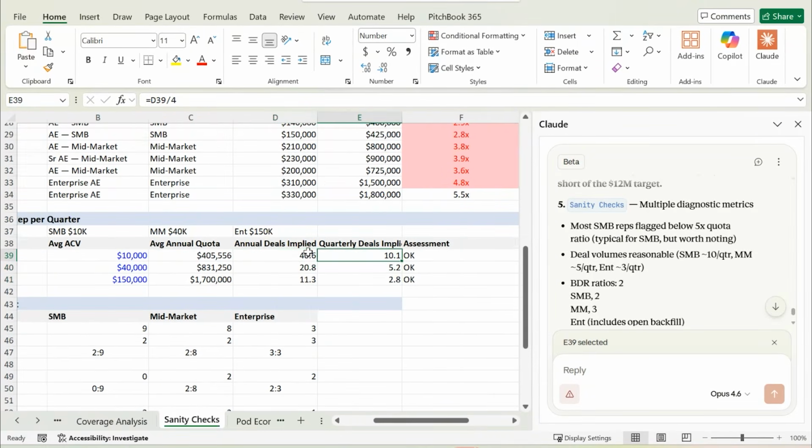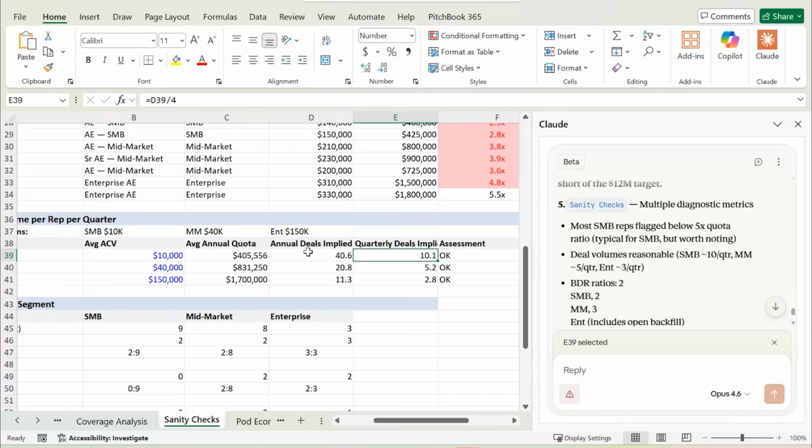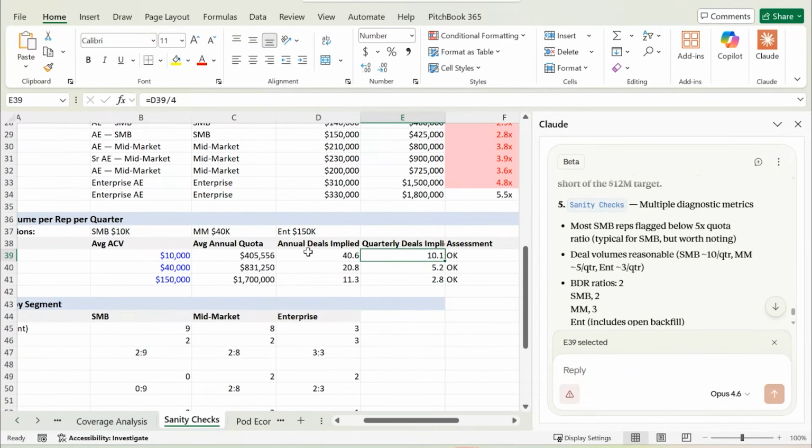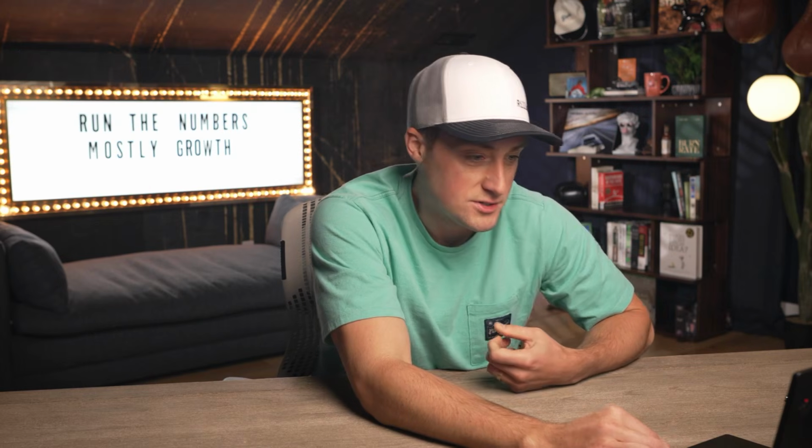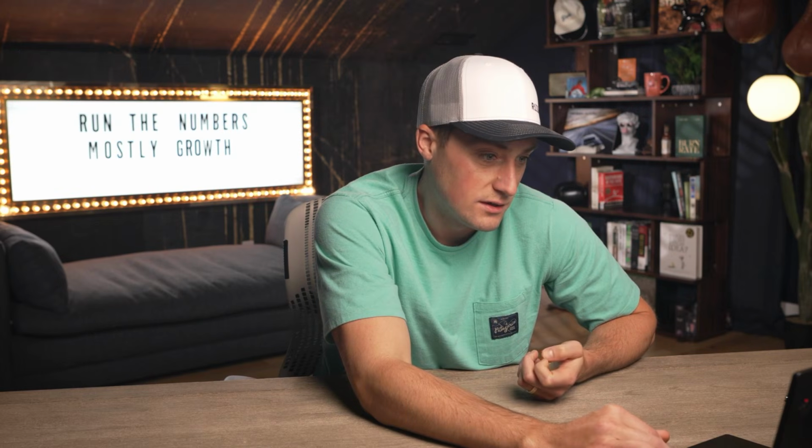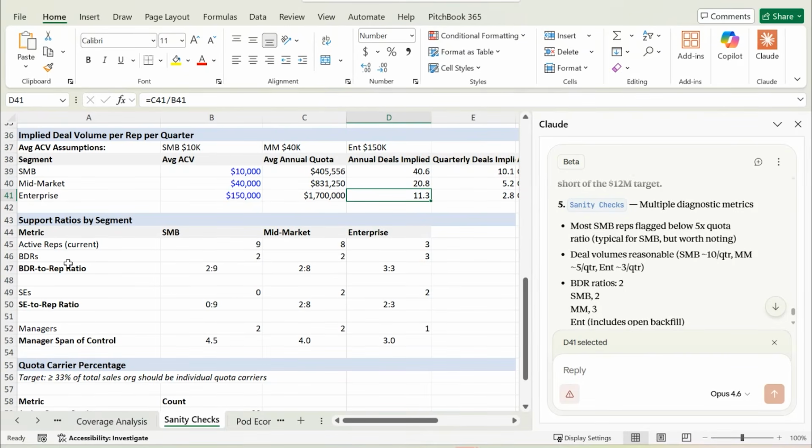Can an SMB rep do 10 deals per quarter? I think so. So like 3 and change per month. Can a mid-market rep do 5 deals per quarter? Oh, yeah, I think so. Can an enterprise rep do 3 deals per quarter? I actually don't think they could do that. That would be a lot. And then here you get the support ratios by segment. I cannot believe it came up with all these sanity checks.